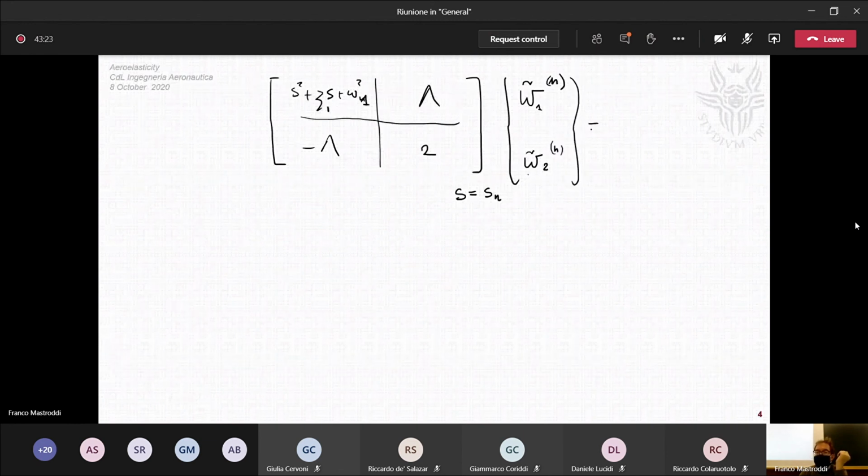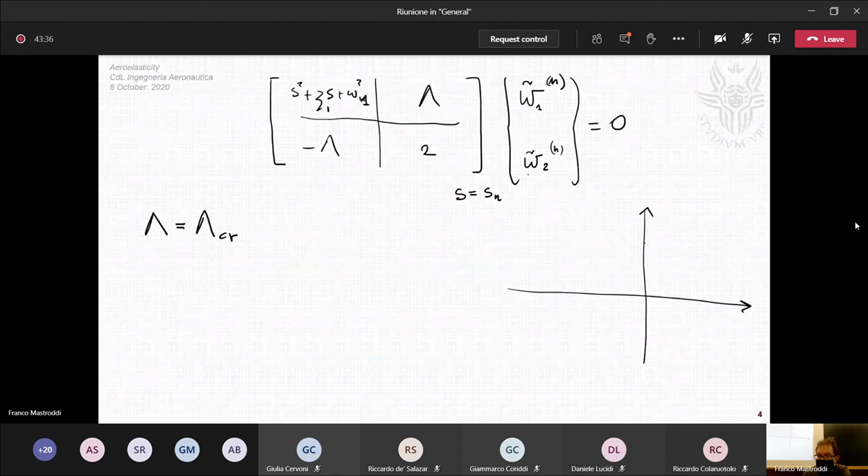Now, what happens when we are at lambda equal to lambda critical? In this case, we have a couple of poles just here. Here we have S equal to plus j omega critical, or omega flutter if you prefer. And here we have S equal to minus j omega critical. The other two poles are one here, for example stable, and the other here.